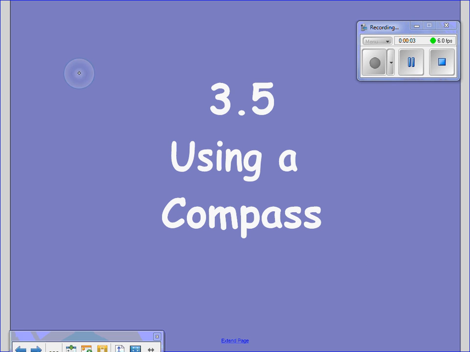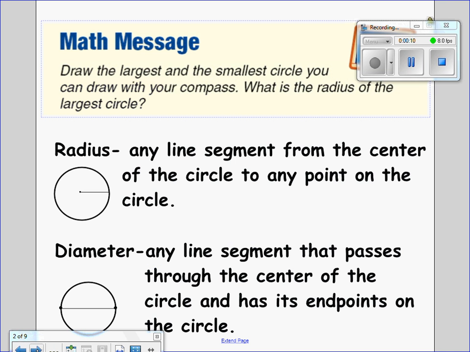Tomorrow we're going to be using a compass in math. A compass is a pretty fun instrument we use in math. It's one of those things, and I'll be showing you a picture, but it's when you put the pencil on that little metal piece and it makes circles and you can make lines on it.